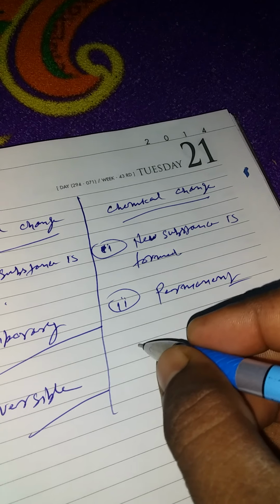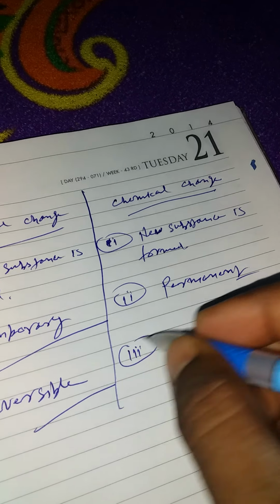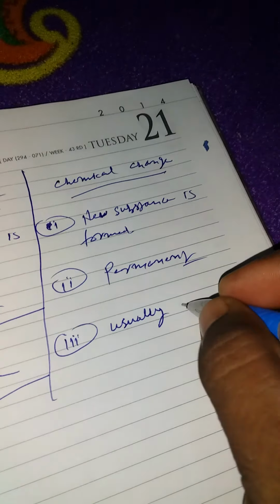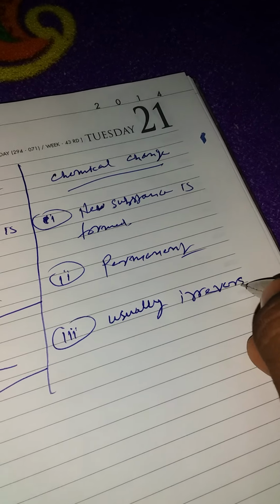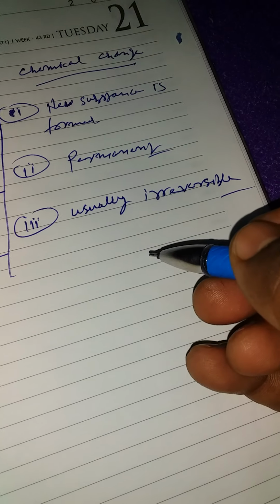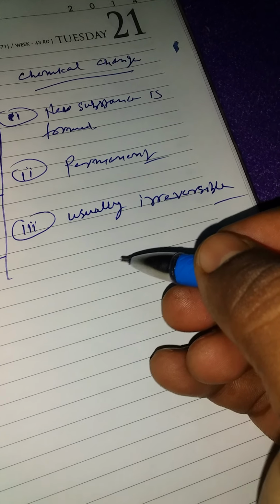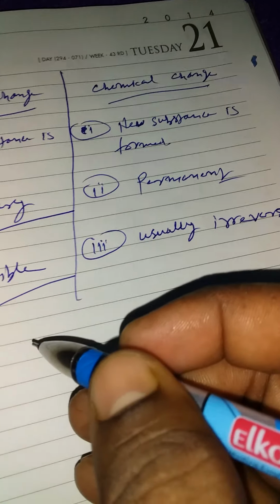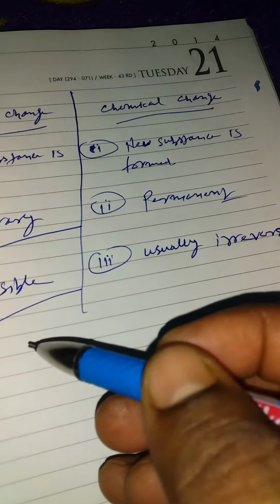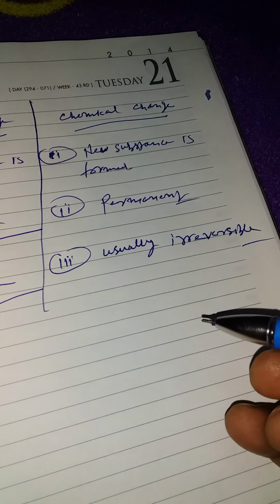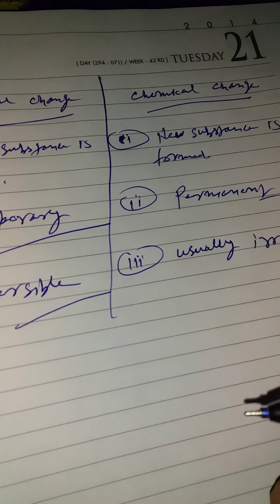And chemical change is usually irreversible. That means milk converts into curd. That means curd cannot come back to its original position, that is milk form. So physical change is reversible while chemical change is usually irreversible. The changes may be slow or fast.